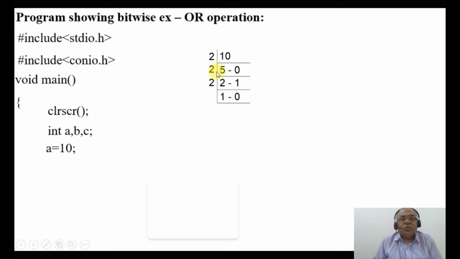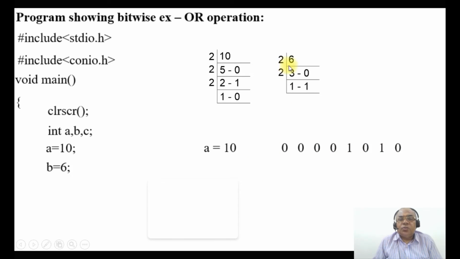So the 10 value: 2 fives are 10, the remainder is 0. 2 twos are 4, the remainder is 1. 2 ones are 2. So 1 0 1 0. That is what a is equal to 10, 0 0 0 0 1 0 1 0. Then we have b is equal to 6. So 2 threes are 6, the remainder 0. 2 ones are 2, the remainder is 1. So 6 will be having 0 0 1 1 0.